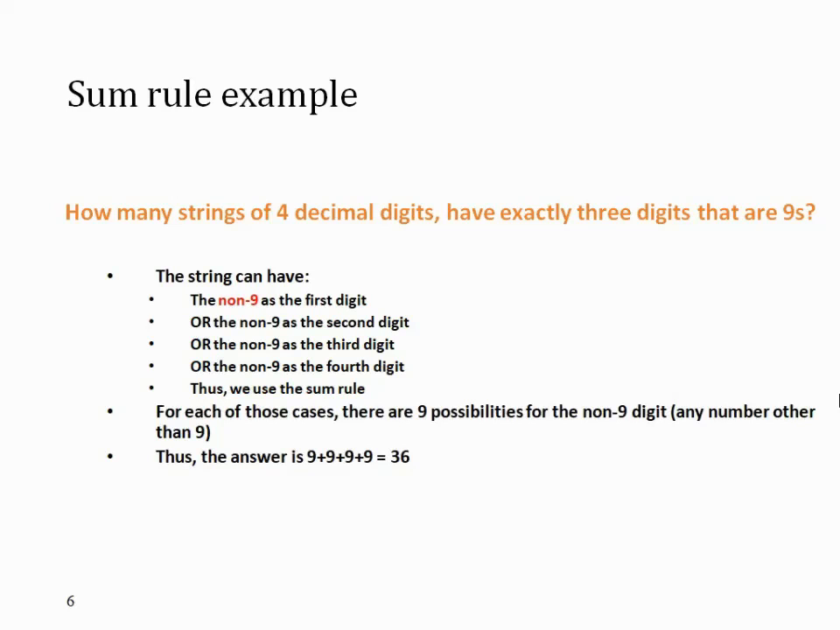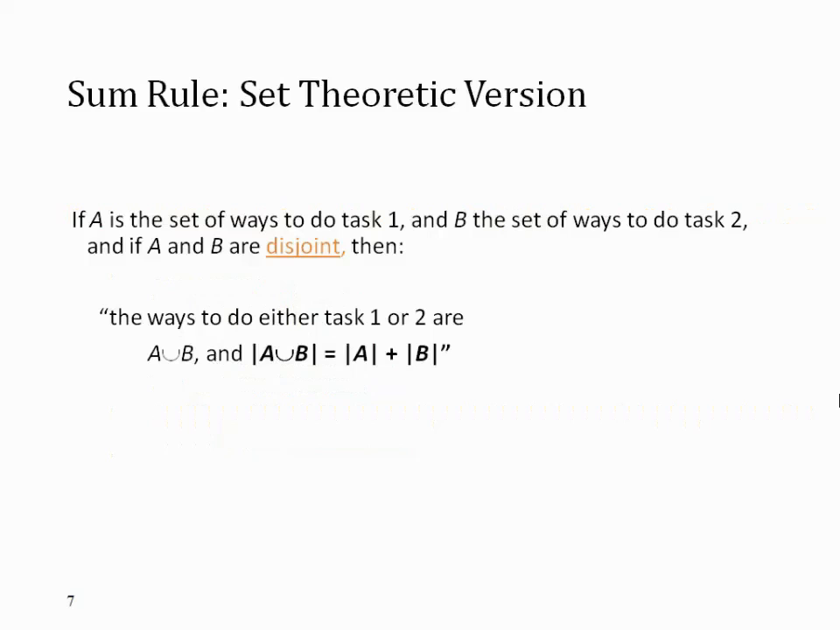Thus, we use the sum rule. For each of those, there are 9 possibilities for the non-9 digit. The answer is 9 plus 9 plus 9 plus 9, which is equal to 36. So this is the sum rule that we can use here.